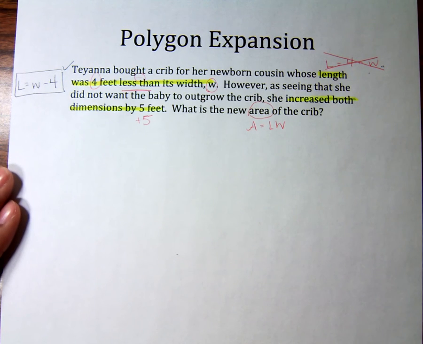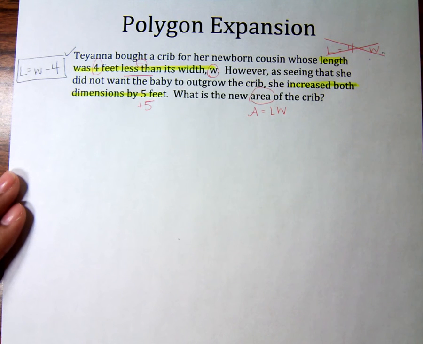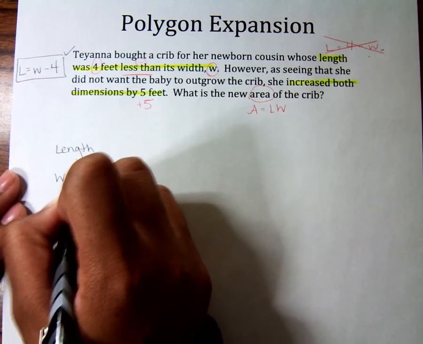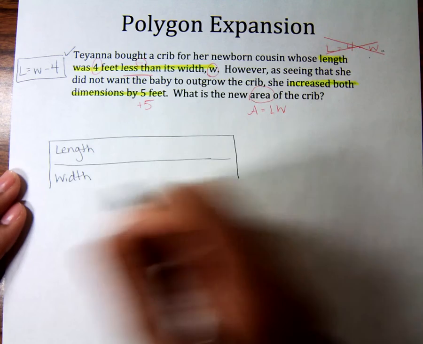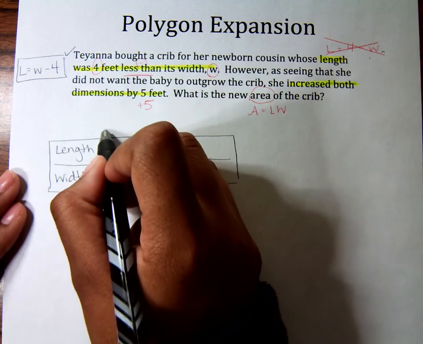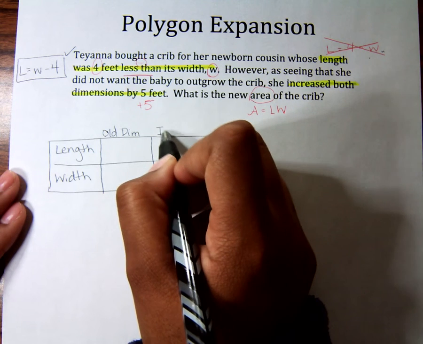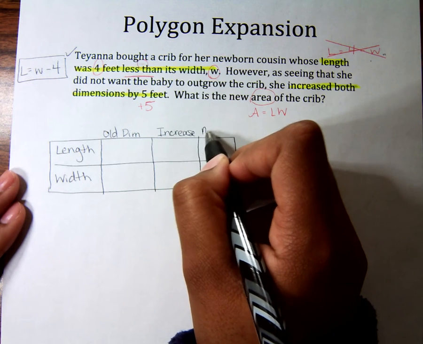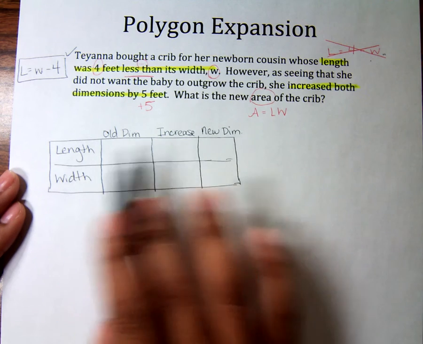So now I am ready. I have pulled out the key information in this problem. I'm going to go ahead and start to make my chart to help me solve this problem. So I have length and width. And the reason I draw this table is because it helps me keep my information from the problem organized, but it also helps me go from my old dimension. I get to see my increase and how that changed my dimensions to get my new dimension. So that's why I draw the table, so I can see the progression of my length and the progression of my width.